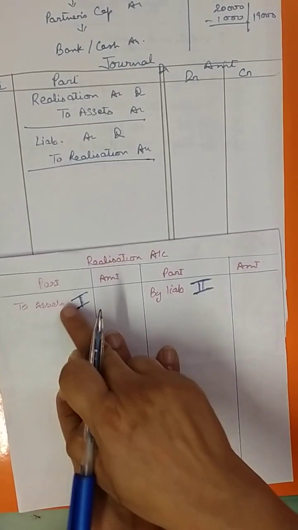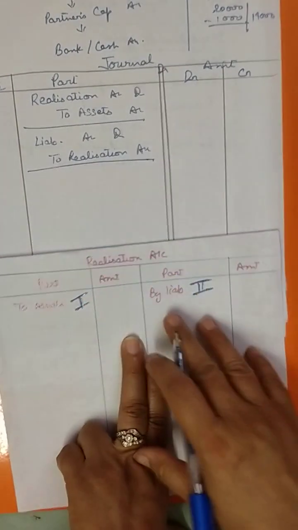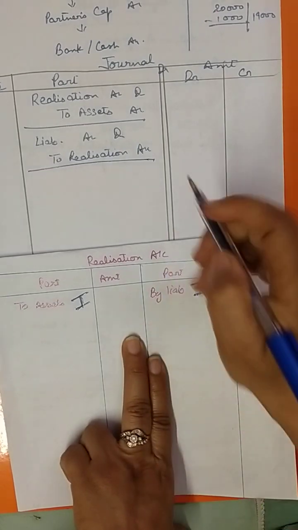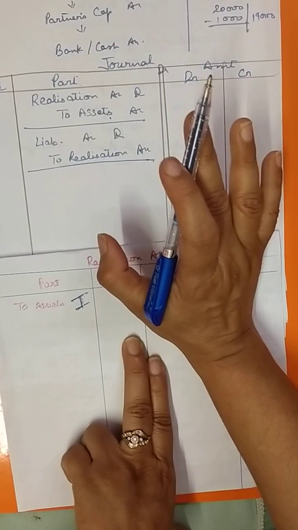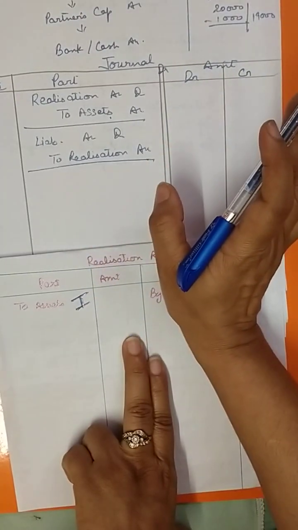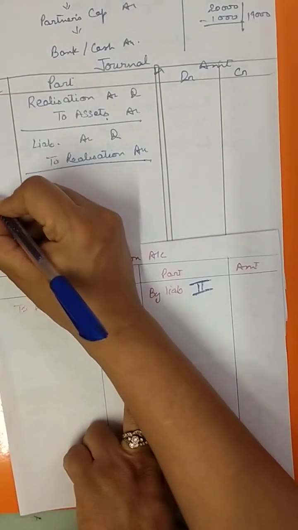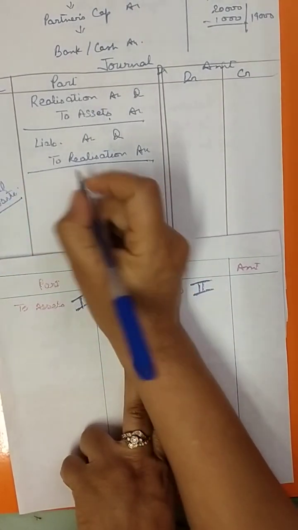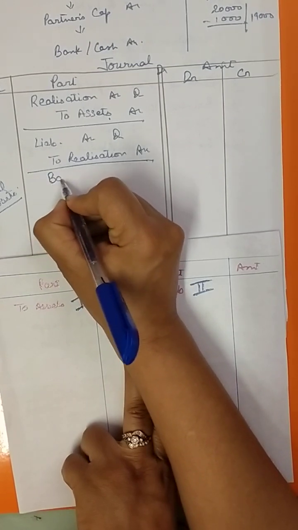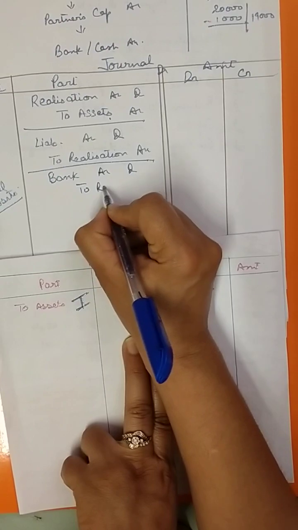Step number 3, all assets are sold. So when any asset is sold, remember assets had debit balance, you credited them to transfer. Now any asset or liability does not exist in your books. You have closed all assets and liability accounts. To sell assets, the journal entry will be bank or cash account debited to realization.